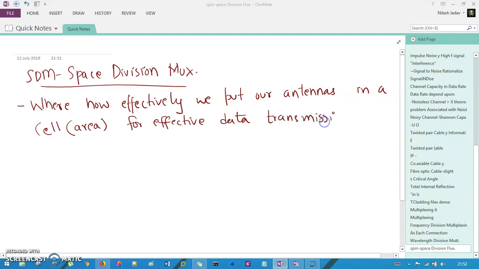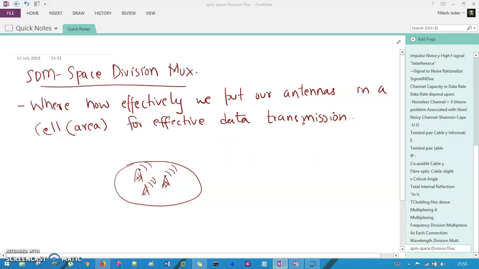Now, to understand this, basically it says how effectively we put our antennas in a cell, which doesn't look like this, but actually this cell is in hexagon format. But let me draw a circle here. How effectively you put your antennas in this particular area gives you the benefit of higher data transmission. So it is nothing but a configuration of your antennas in a particular area, to get a good communication between sender and receiver.